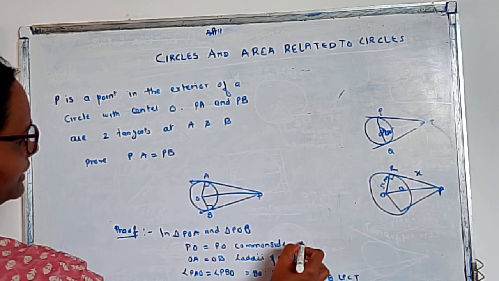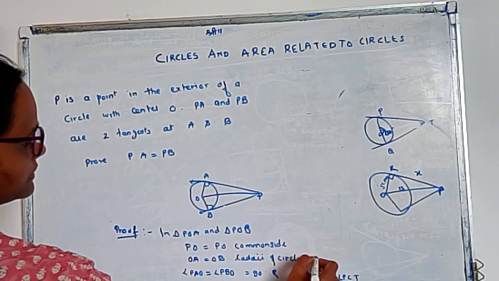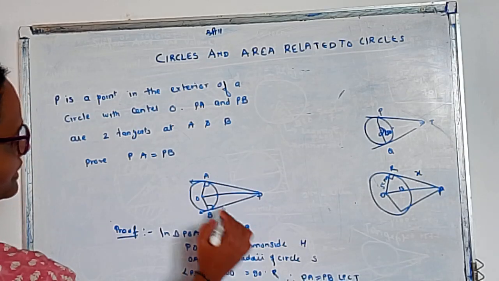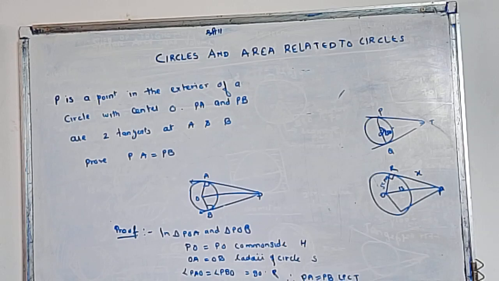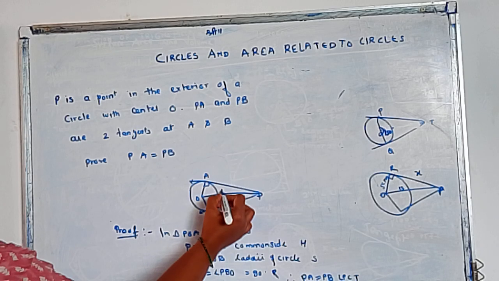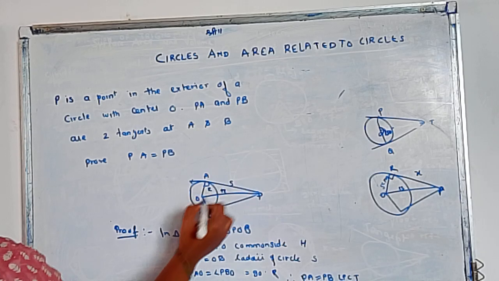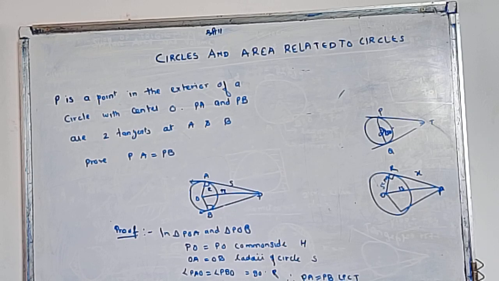this is the side, and this is the hypotenuse. The line opposite to the 90 degree angle is the hypotenuse. This is the side, this is the right angle. So right angle, hypotenuse, side.